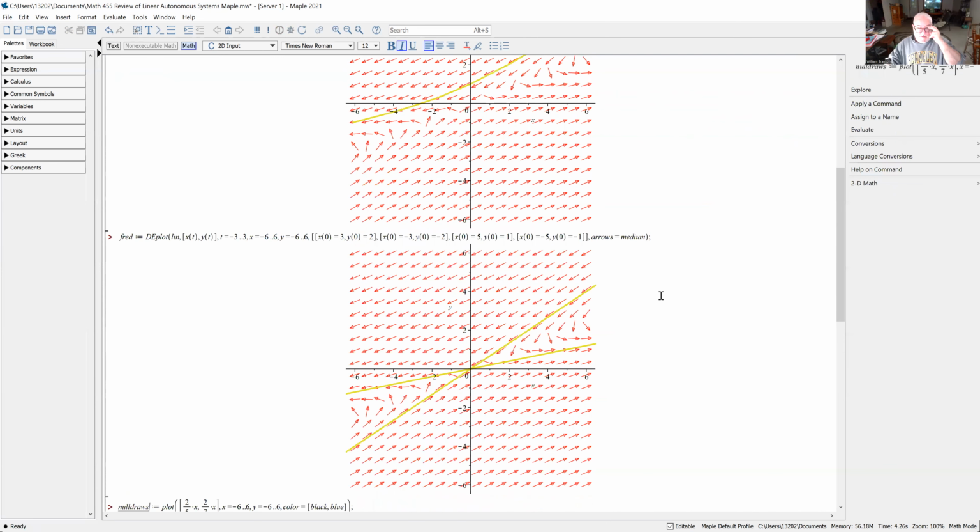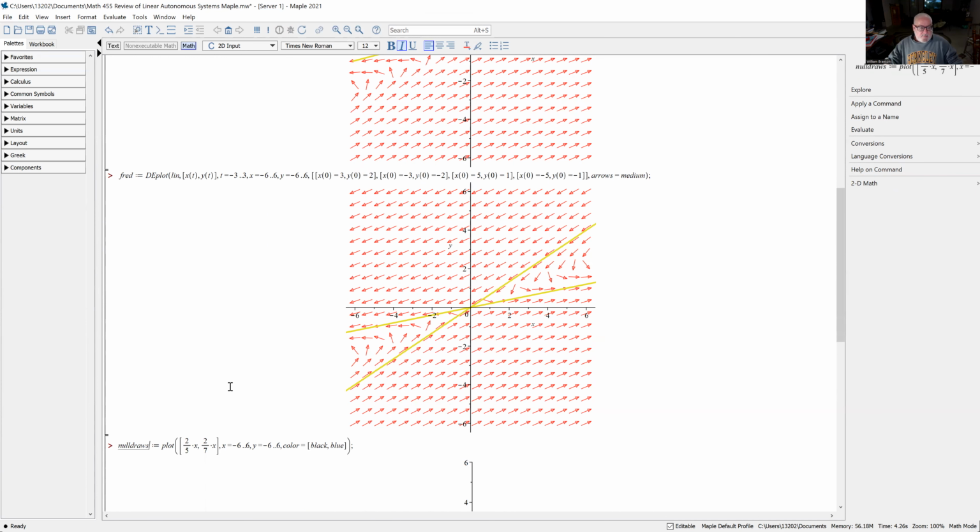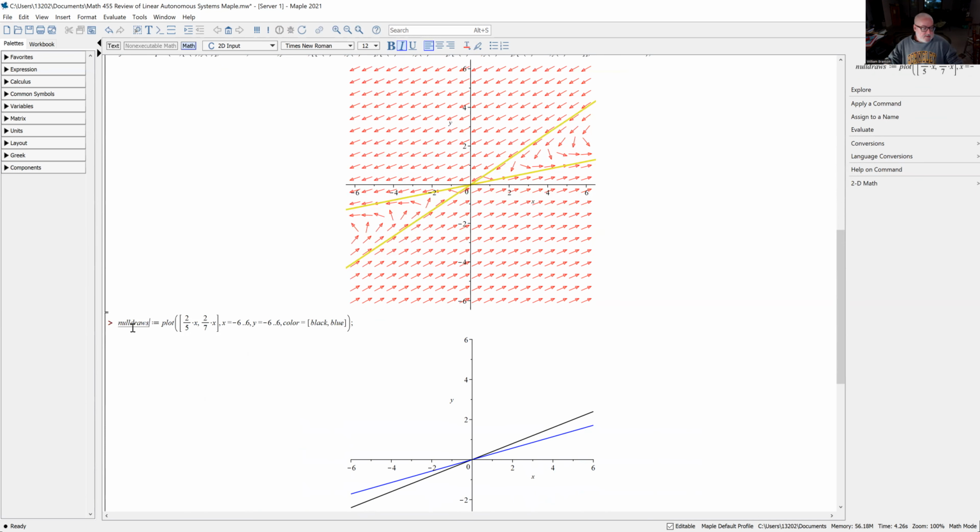And that gives me my saddle, right? Everything up here is going to go this way. Everything in here slides out this way and then that way. And we can put in the nullclines, right? So again, I'm going to name it null draws. And it's just the plot of the two functions, 2/5 x, 2/7 x, running from -6 to 6 and y from -6 to 6. And I'll make the first one black and the second one blue. So the black one is the x nullcline.